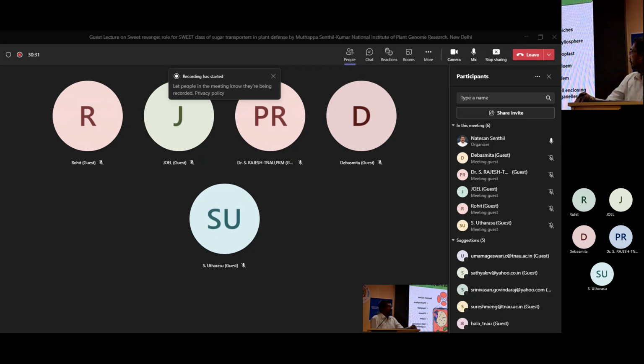And the second one, the third one is phloem, and then xylem, and also some of the cell-enclosed organelles, including cytoplasm, right? These are the places where nutrition is present.